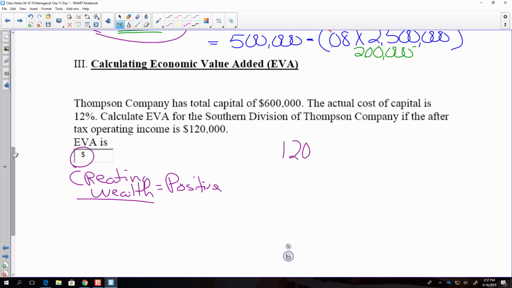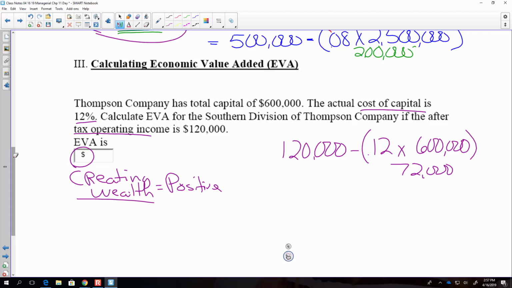So we have after tax now. Remember, it's after tax for EVA minus the cost of capital, which is basically the bank's borrowing rate, 12%, times the assets employed, the average assets employed. 12% of 600,000 is $72,000. And we subtract that from 120. 48 positive. So again, we're creating wealth. I'm making more money to pay for the finance charges, basically the bank interest that is found under buying this amount of assets, the 600,000. I'm above that borrowing 12% amount.